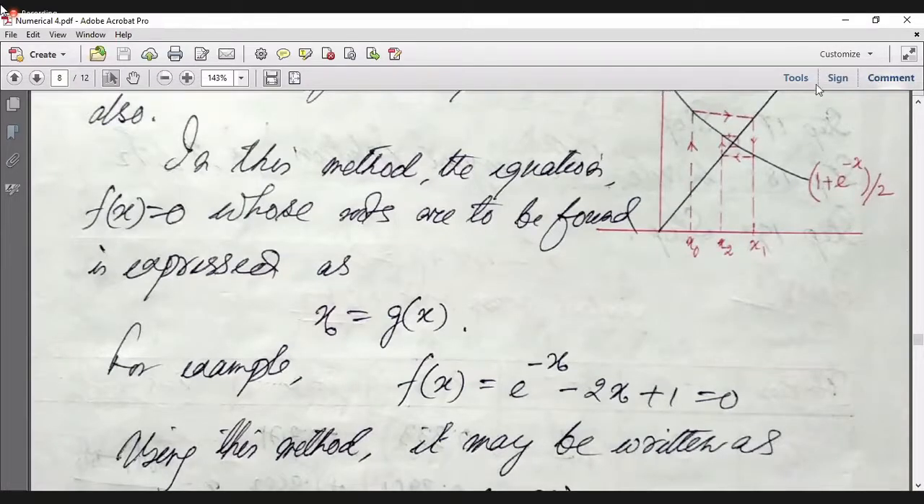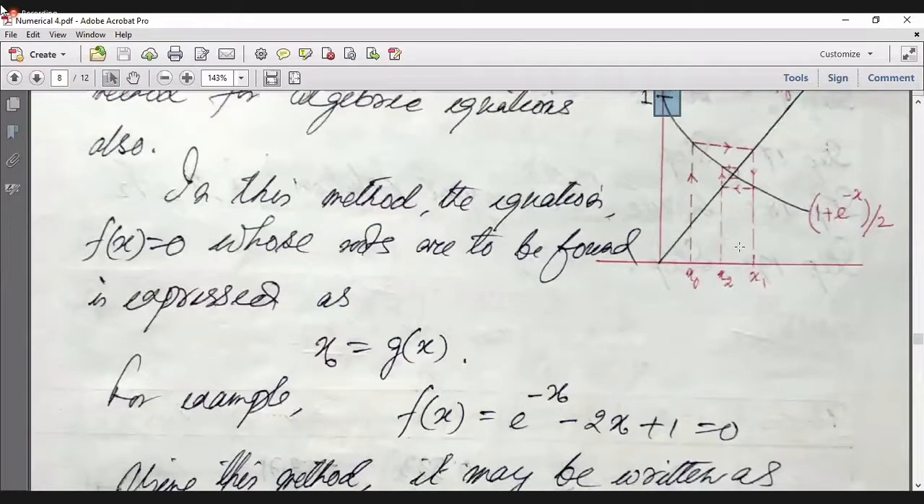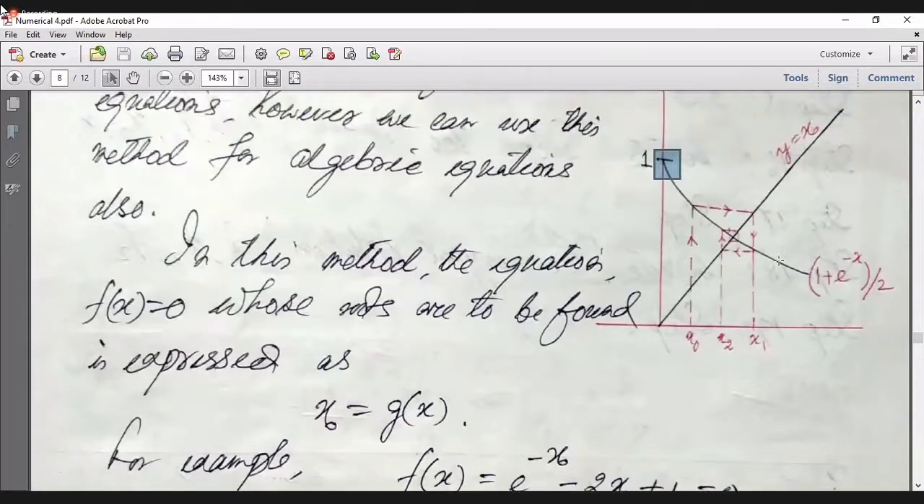So the root is what happens: we draw a line y is equal to x. This intersection point here is the root. Theoretically, this is how it calculates. But now let us see how to implement it.